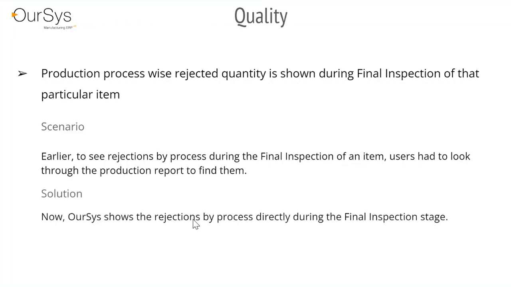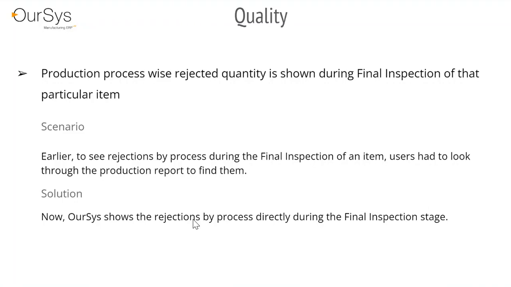With the latest version of OurSys, you can now see the rejection by process directly when you are at the final inspection stage. That means instead of checking rejection separately or going through an extra step, the system will show you any rejected item or issue right on the spot during the final inspection. This makes it easier to identify and address any problem immediately, streamlining the inspection process.